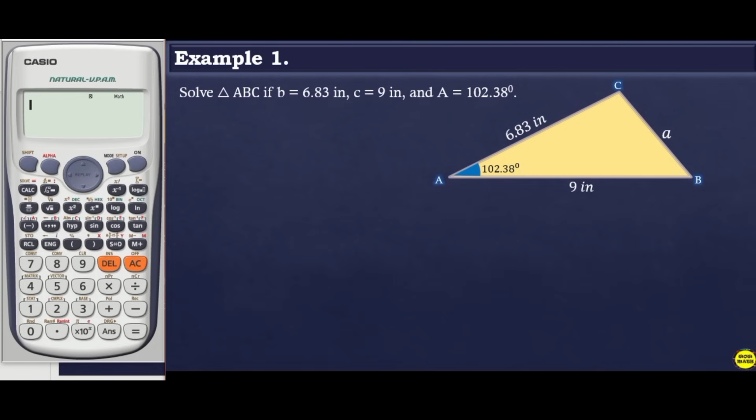Let's start. So I have here solved triangle ABC if your B is equal to 6.83 inches and C is equal to 9 inches and A is 102.38 degrees. So dito sa ating given, meron tayong side, an included angle, and another side. So this is what case?